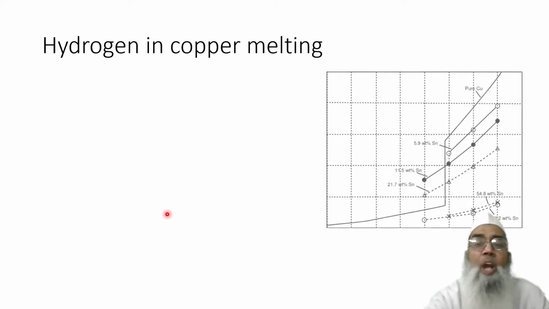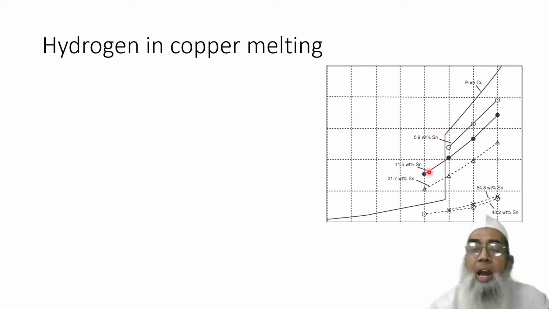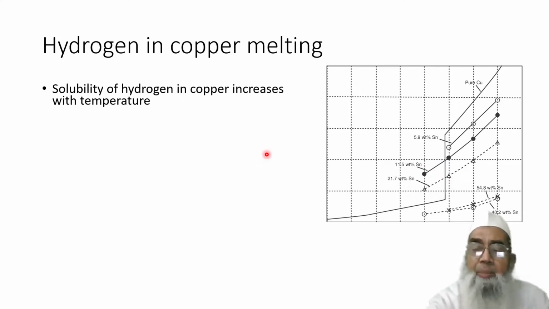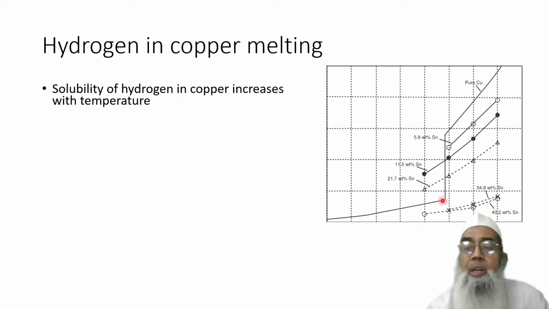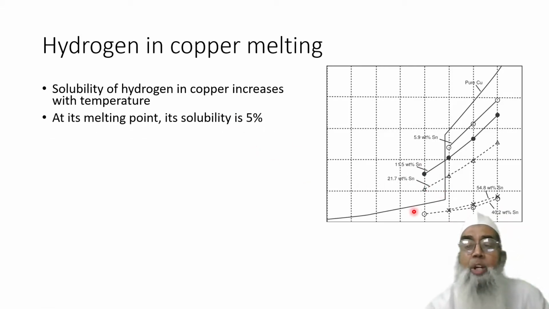Now, hydrogen in copper. You can see this graph shows the melting temperature. At melting temperature, the hydrogen pickup is very high. The solubility of hydrogen in copper increases with temperature. It changes very much at the melting point. At the melting point, its solubility is about 5%.